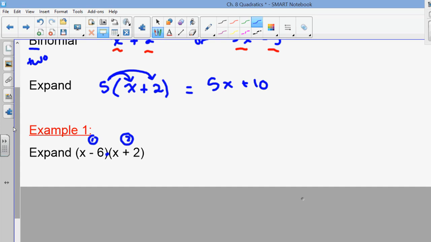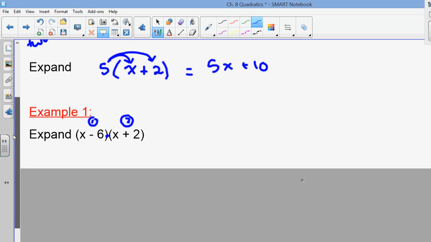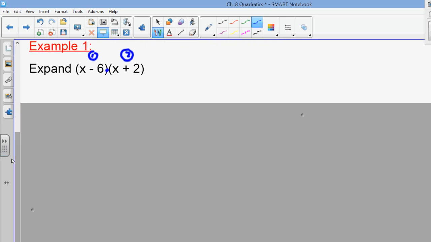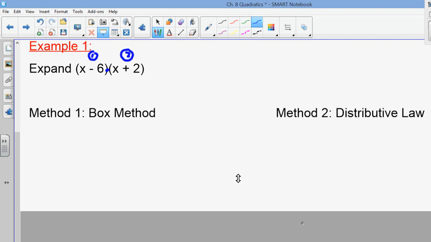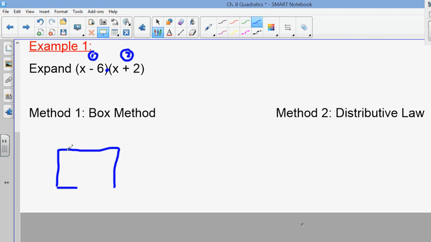So I'm going to show you guys 2 methods that you are welcome to use to multiply these 2. The first method is called the box method. So if you're a visual person, this is similar to the Punnett square in biology. You guys might have seen something like this. Now, this is more a visual method, and we won't use this very often, but just so you guys can see what we're doing.